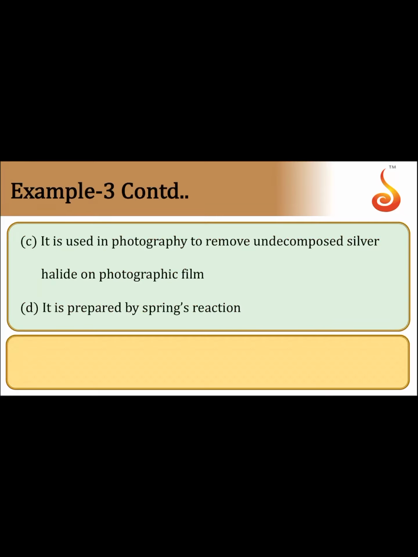Next, option C, it is used in photography to remove undecomposed silver halide on photographic film. It is also a correct statement. Hypo is used in photography to remove undecomposed silver halide on photographic film. This hypo dissolves AgBr from the photographic emulsion by complexation. It will form the complex with AgBr. You can see the reaction here.